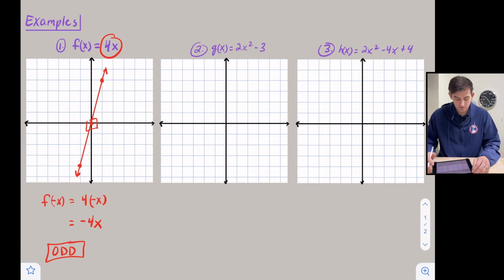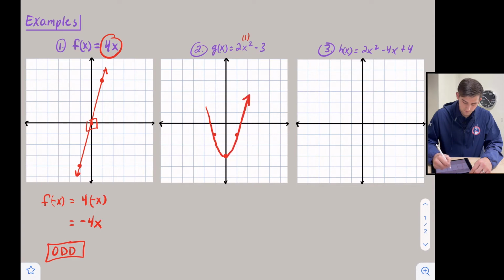For number 2, we have a quadratic in the form ax squared plus c. How to graph that is in the top right-hand corner right now. We're going to graph it really quickly. 1, 2, 3. This one's going to be a parabola. I'm going to plug in 1 for x, so 1 squared is 1, 1 times 2 is 2, and 2 minus 3 would be negative 1. I'm going to reflect that point over here to get my parabola.